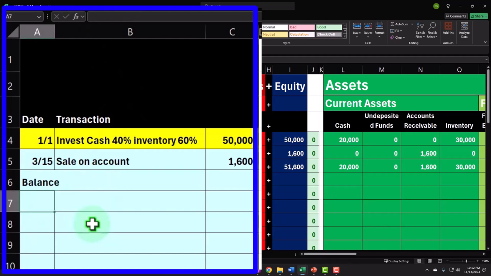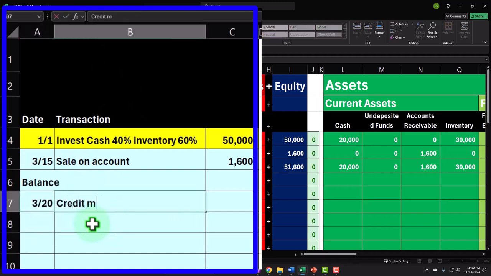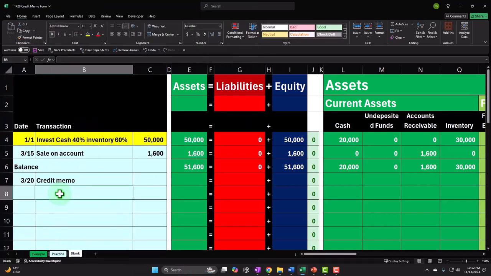All right, so then we're going to say on 3/20, a credit memo happened. Now, if we didn't sell inventory, they didn't have to return the inventory or something. Possibly they said, hey, look, your service was bad or something. And we're like, whatever, dude, our service was good. What are you talking about? But then they're going to complain, they want to sue us or something, and we don't want to deal with the legal issue. We're just going to give them a credit memo.